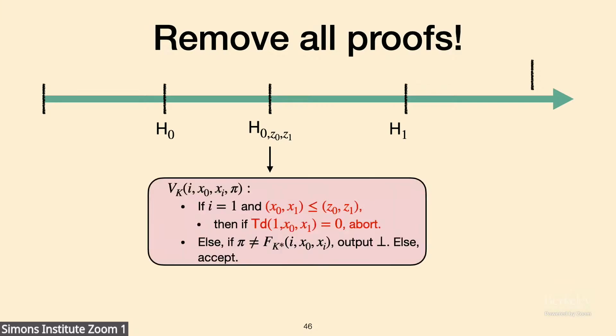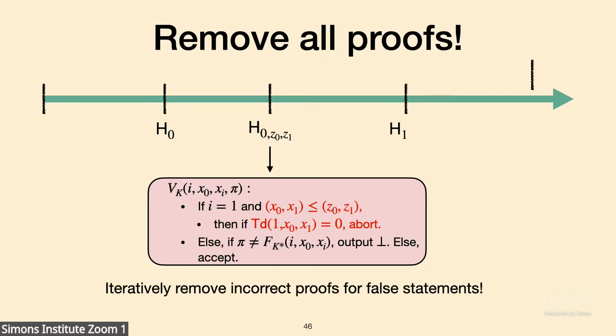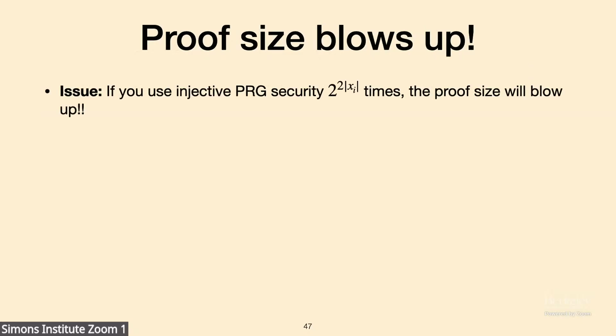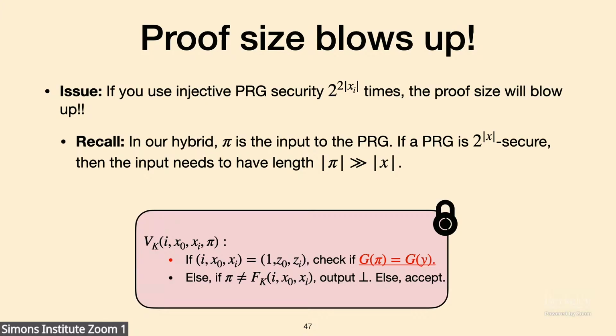But okay, so we can do the same thing to remove all the proofs. I removed one proof, but you can try to do the same thing one step at a time, and incrementally remove all the proofs. But the issue here is that I'm actually using PRG security too many times. Because every time I remove a proof, I'm using injective PRG security, and that's 2 to the 2xi invocations of it. That's bad because if you look at my verification algorithm, if my g is 2 to the x secure, then the pre-image needs to be roughly size x, so pi needs to be size x, and I have not gained anything. I'm back to square one where my proof size grows with the configuration. And I do not want this.